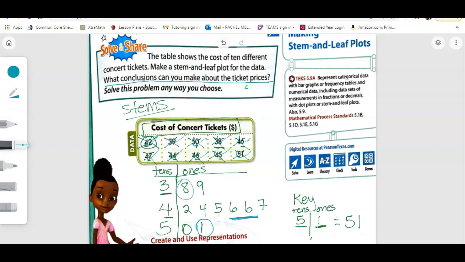I can also see that most of the tickets were in the $40 range. Okay, so that's what they mean when they say, what conclusions can you make? It really just means looking at that stem and leaf plot, what can I tell about that information, about that data?